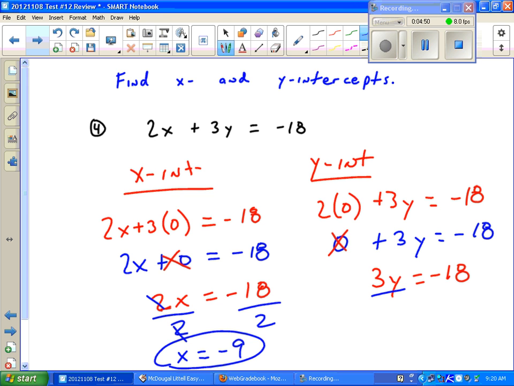Undo that by dividing by 3 on both sides. This one will cancel. Y is a negative divided by a positive, negative 6. So your x-intercept is negative 9, and your y-intercept is negative 6.